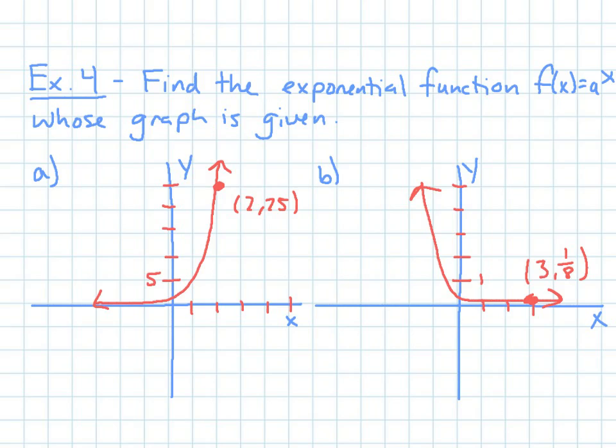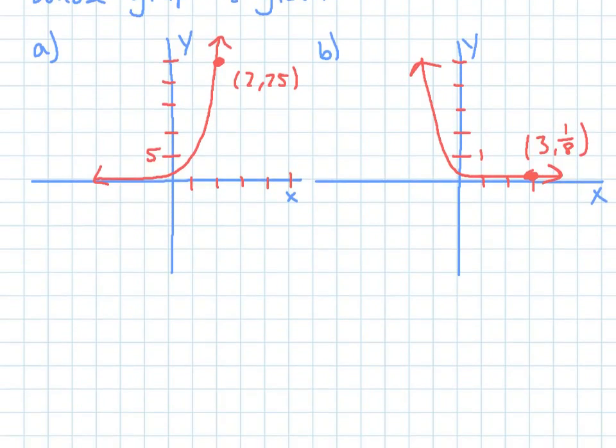Example 4 gives you a graph of an exponential function, and they want you to write the function in the form f of x equals a to the x. You're given a point. The nice thing is that you know this is x and this is my f of x. So if I write a function in this format, that means this is 25 and this is 2, so I can solve for a.